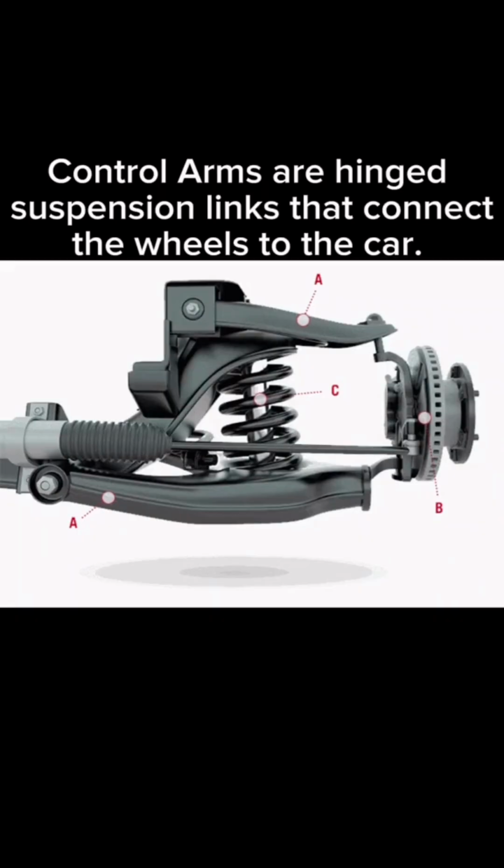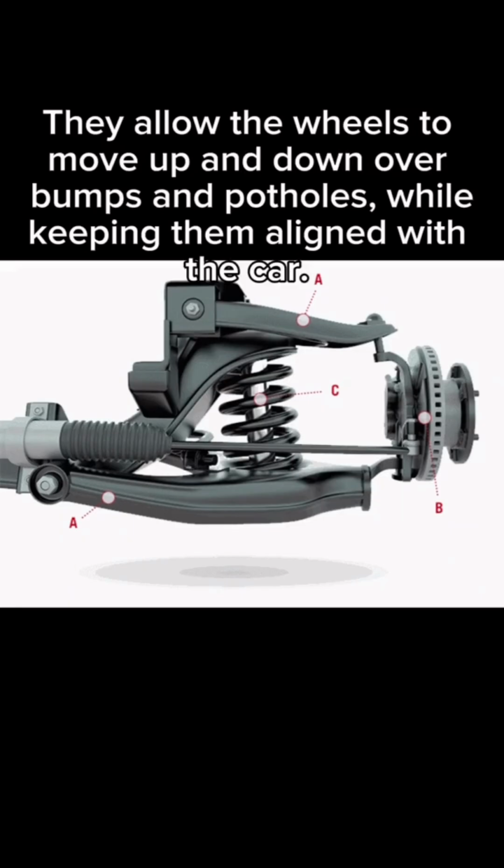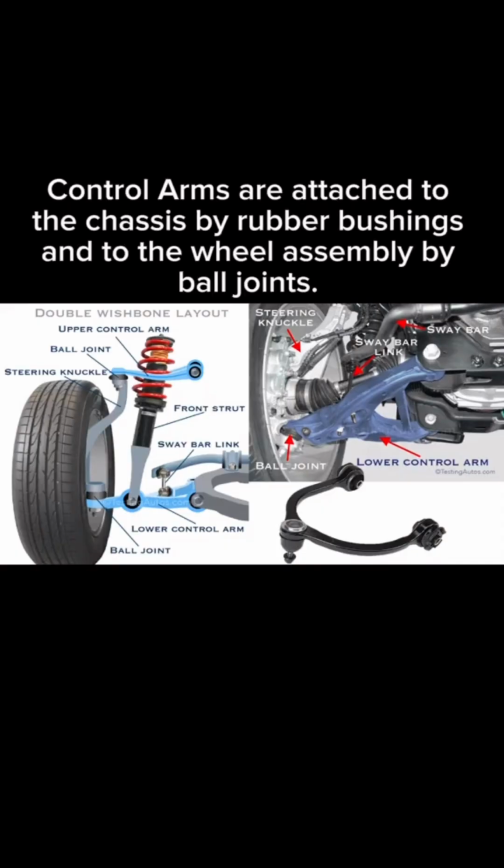Control arms. Control arms are hinged suspension links that connect wheels to the car. They allow the wheels to move up and down over bumps and potholes while keeping them aligned with the car. Control arms are attached to the chassis by rubber bushings and to the wheel assembly by ball joints.